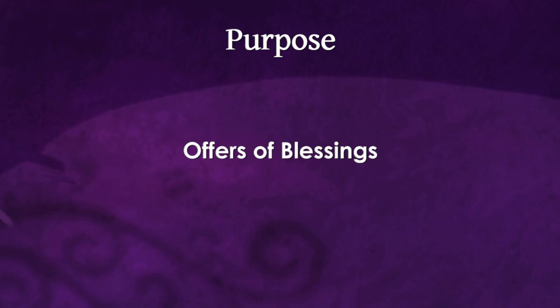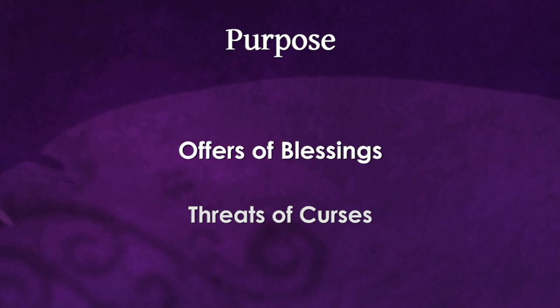In line with his role as God's prophet, John's purpose was expressed in two complementary messages from Jesus to the churches of Asia Minor. First, John delivered offers of blessing for everyone that was loyal to Jesus. And second, he conveyed threats of curses against all who were disloyal. We'll explore both these types of messages, beginning with offers of blessing.